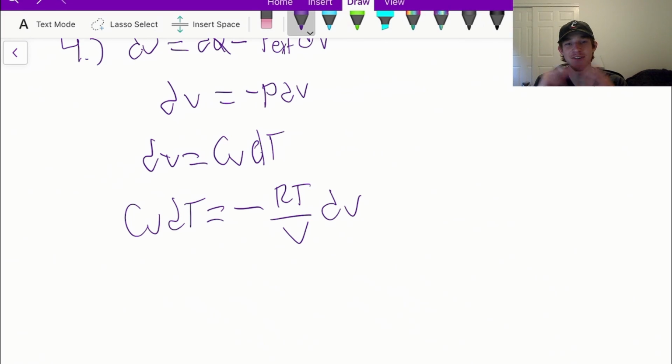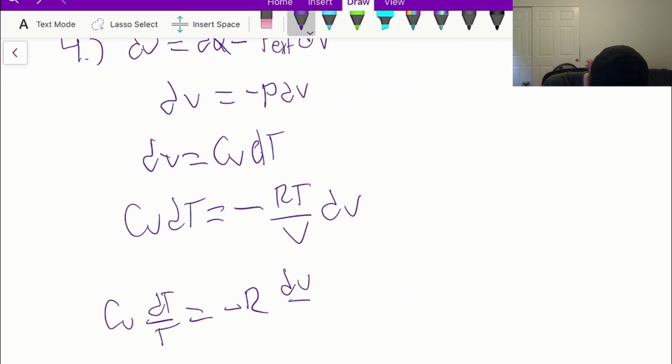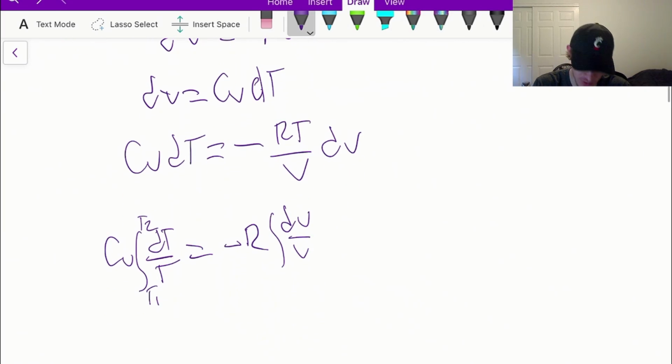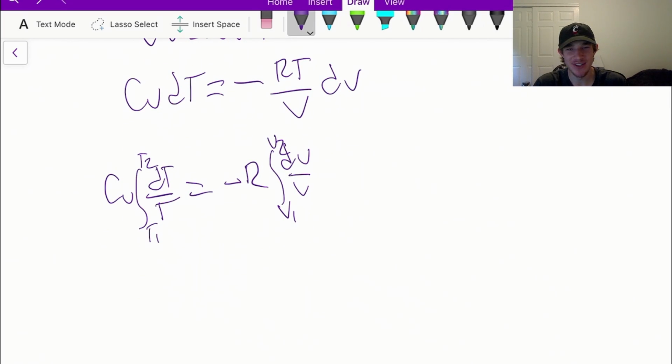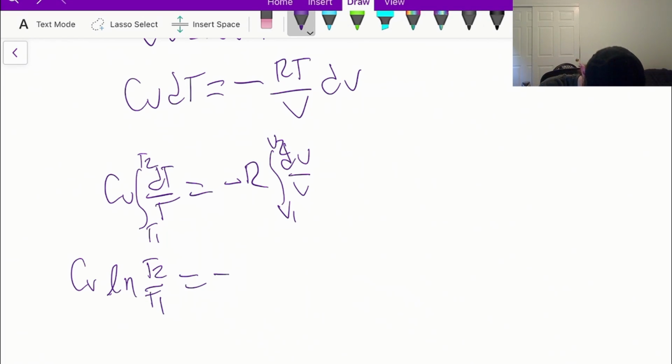And now we have to put the T on the left side so that we will be able to do a simple separable differential equation. And it is going to be from T1 to T2, V1 to V2. Now this is just a simple integration, leaving us with the natural log. So keeping the Cv out in front, we get Cv times the natural log of T2 over T1. And that's going to be equal to the negative R times the natural log of V2 over V1.